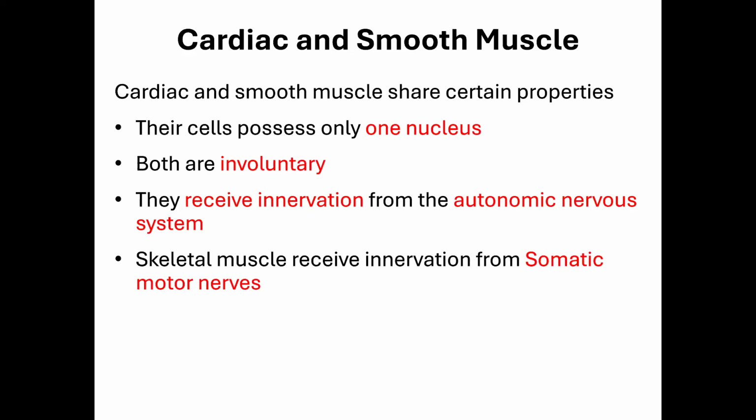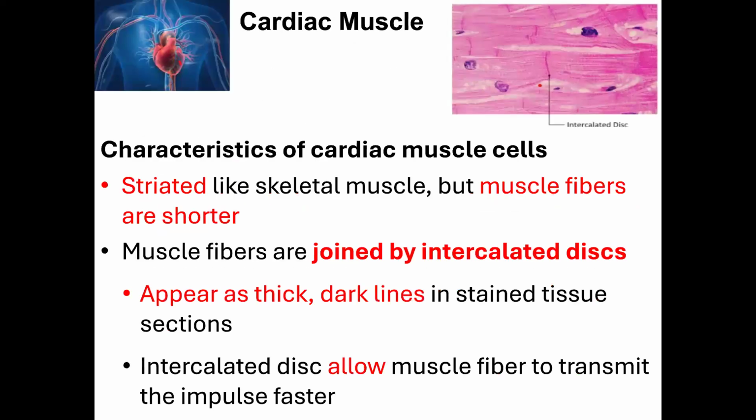Where does the skeletal muscle receive the nerve supply or innervation? From what nerves? Motor nerves. We call them somatic motor nerves. Okay. I'm preparing you for the next session, which will be the nervous system. So this is the somatic motor nerves. And what's the peculiarity of the cardiac muscle compared to a skeletal muscle? What are the similarities? They are both striated. Skeletal muscle is striated, cardiac muscle is striated.